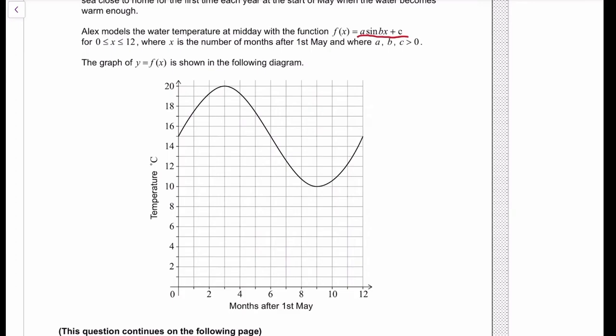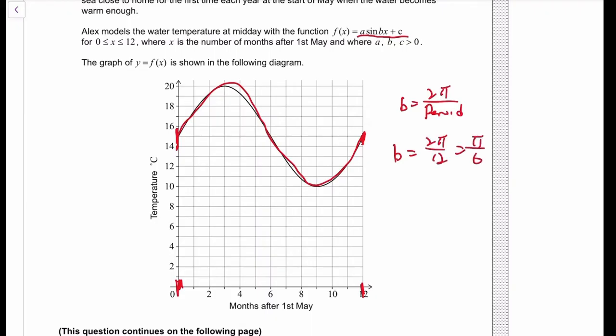So that's pretty standard. B is 2 pi over the period of the graph, which, if you read, period is how long it takes to complete one cycle. This is one cycle, and it goes from 0 to 12, so the period is 12. And hence we get pi over 6. Then we'll find A and C.